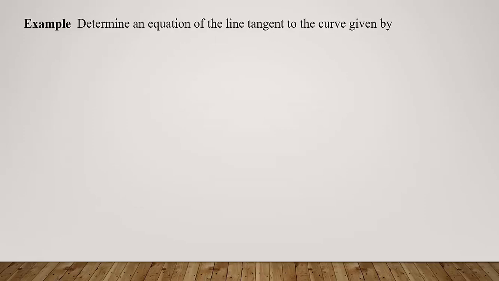All right, hopefully you're feeling a little more comfortable here with implicit differentiation because you really understand the chain rule. Let's look at another example, the final example in this section. We are going to determine an equation of the line tangent to the curve given by x cubed plus y cubed equals 2xy, and the point of tangency is (1, 1). So make sure you write this down because I'm heading off to the chalkboard to do it.